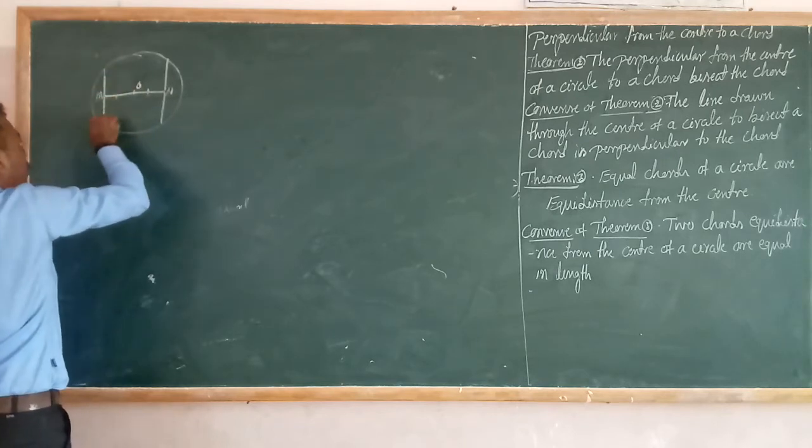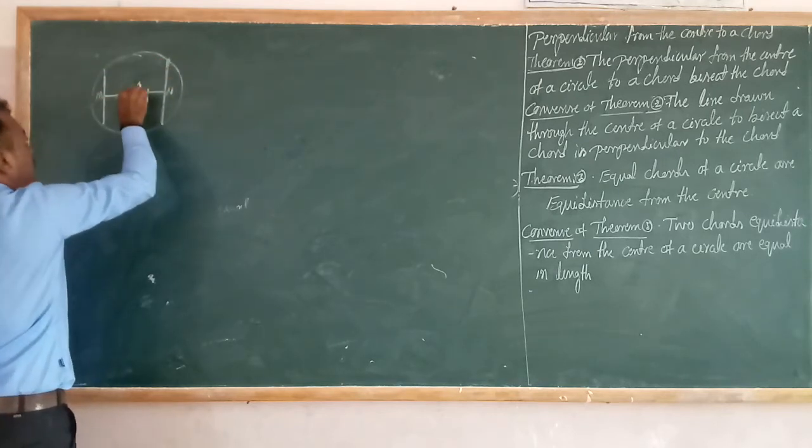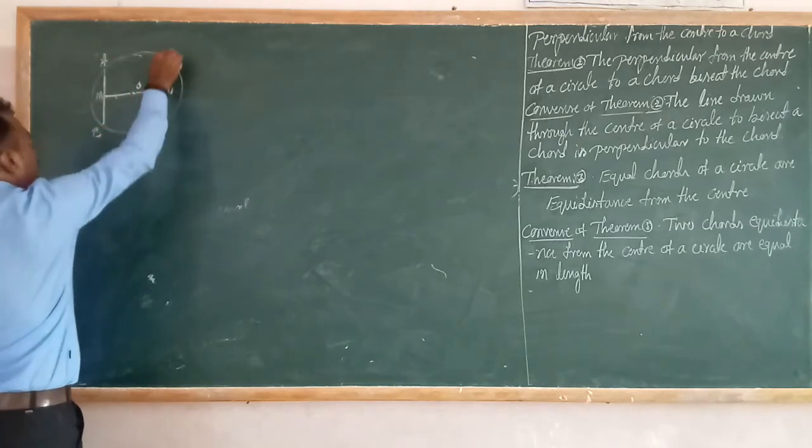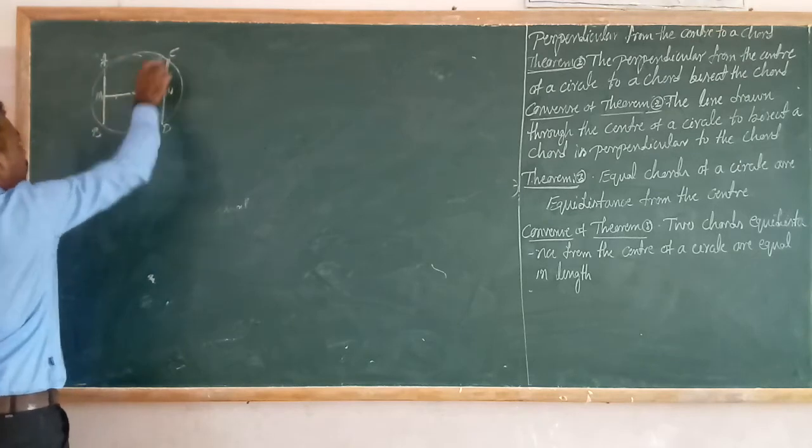When two chords are equidistant from the center, then these two chords are equal in length, and we have to prove that. That means we have to prove AB is equal to CD.